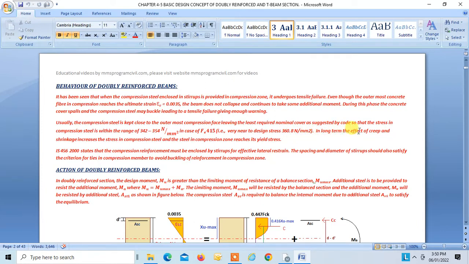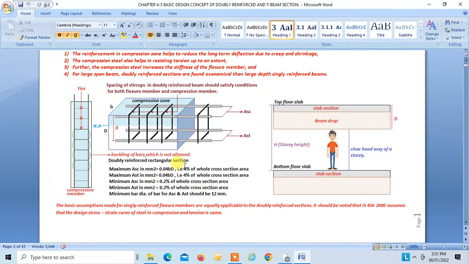In long term, the effect of creep and shrinkage increases the stress in compression steel, and the steel in the compression zone reaches its yield stress. IS 456-2000 states that the compression reinforcement must be enclosed by stirrups for effective lateral restraint. The spacing and the diameter of the stirrup should also satisfy the criteria for the ties in compression member to avoid buckling of reinforcement in the compression zone. That is what I explained over here, right?